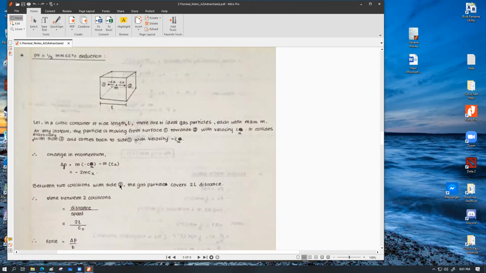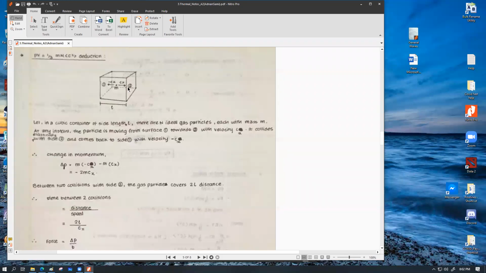That also works. From one collision to the next collision with the same surface, how much distance does the particle have to cover? Try to figure that out. Colliding with surface 2 and then colliding with surface 2 once again, reaching all the way to the left and coming all the way back to the right. How much distance does this particle have to cover? That's what I wanted to ask. 2L. That has to be 2L. Exactly. That's what is written over here. Between two collisions with side 2, or side 1 for that matter, the gas particle covers 2L distance.